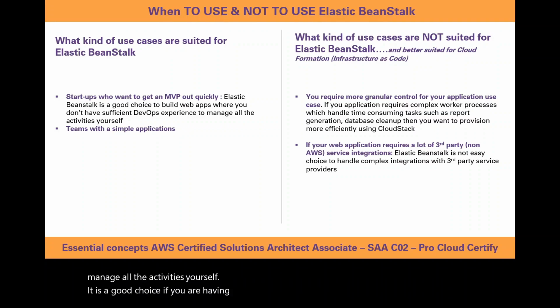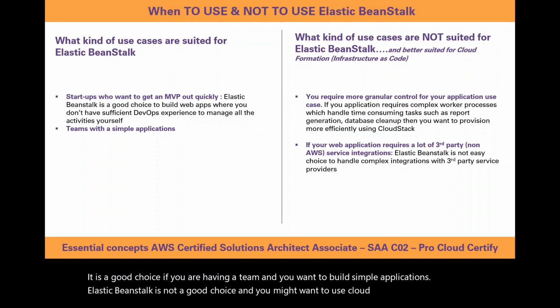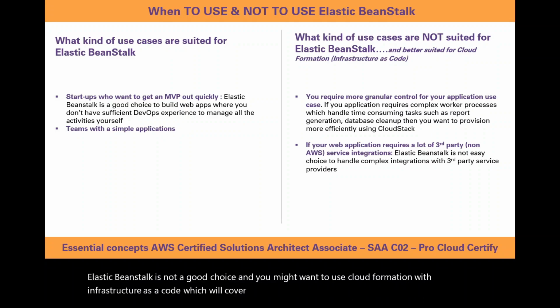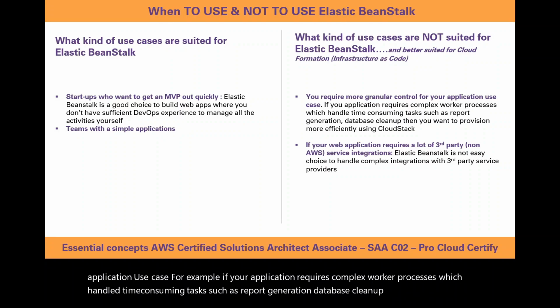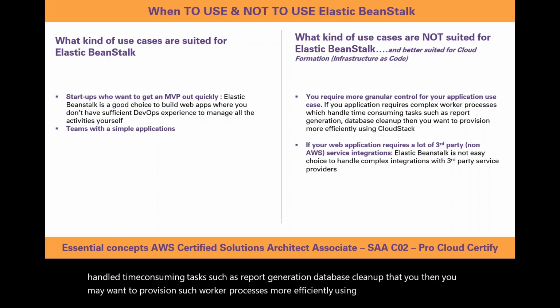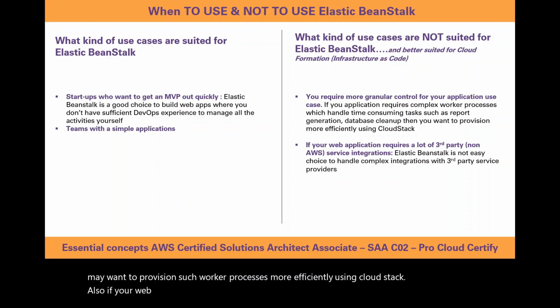Elastic Beanstalk is not a good choice, and you might want to use CloudFormation, which is infrastructure as code, which we will cover later, if you require more granular control of your application use case. For example, if your application requires complex worker processes which handle time-consuming tasks such as report generation, database cleanup, then you may want to provision such worker processes more efficiently using CloudFormation. Also, if your web application requires a lot of third-party service integrations, in such a case, Elastic Beanstalk is not an easy choice to handle complex integrations with third-party service providers.